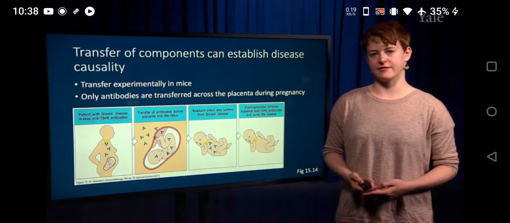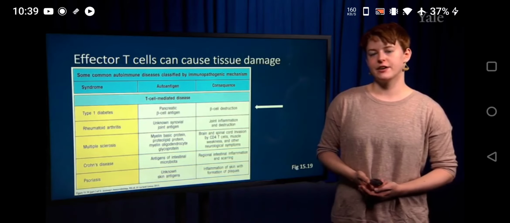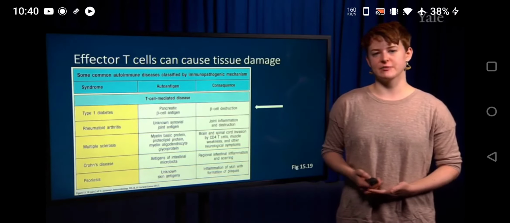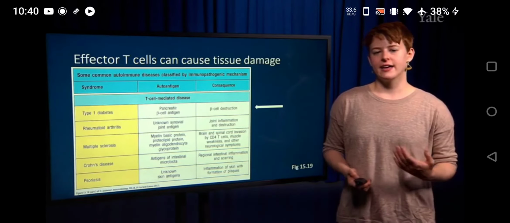So I've mentioned a few times the role of T cells. So effector T cells can actually cause tissue damage directly. And this is particularly seen in type 1 diabetes, where we see the destruction of beta cells in the pancreas. So here, T cells that are autoreactive for the beta cells, particularly CD8 killer T cells, will enter the tissue and destroy those beta cells, thereby destroying the ability of the individual to respond with insulin.